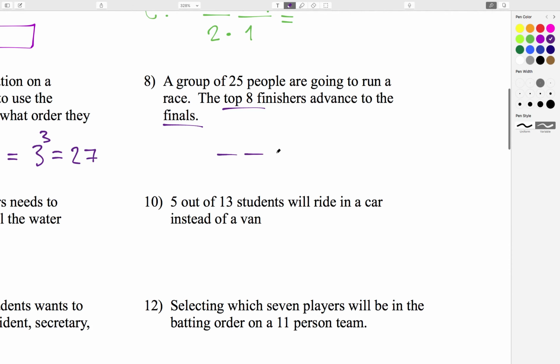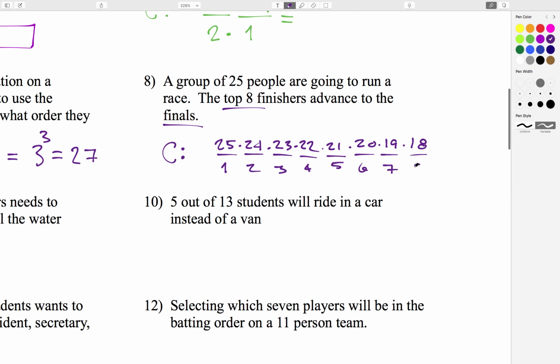So I have 1, 2, 3, 4, 5, 6, 7, 8. The order does not matter. It's a combination. I don't care if I came in first place or 8th place here, I just care if I finish in the finals. So it's 25, 24, 23, 22, 21, 20, 19, 18, dividing by the ways I can order 8 people: 1, 2, 3, 4, 5, 6, 7, and 8.